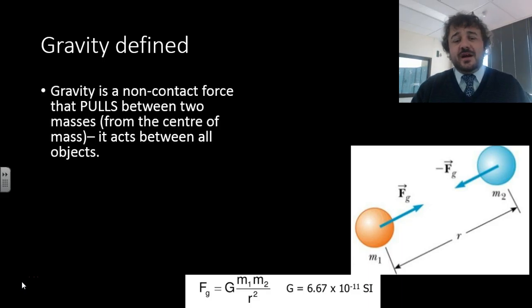So, first we'll define it. Basically, it's a non-contact force. And if you remember what forces are, they're either a push, pull, or twist. It's a non-contact force that pulls between two masses, so from the center of mass.